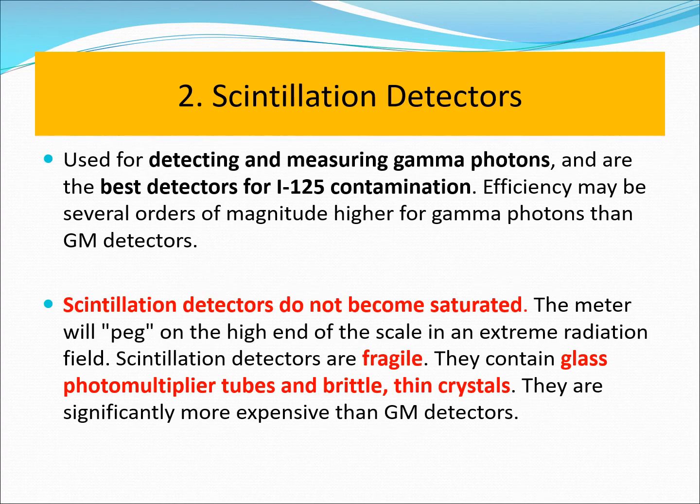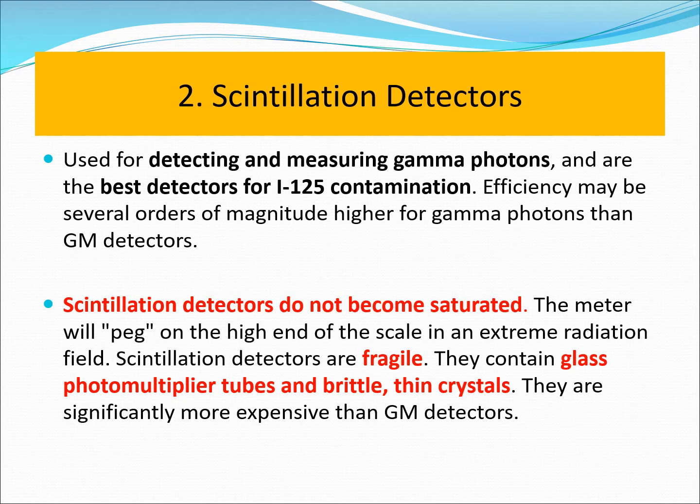Now we come to the final segment, which is scintillation detectors. Scintillation detectors are used for detecting and measuring gamma photons. It is the best detector to survey for iodine-125 contamination. It is several times more efficient than when you use GM counters.